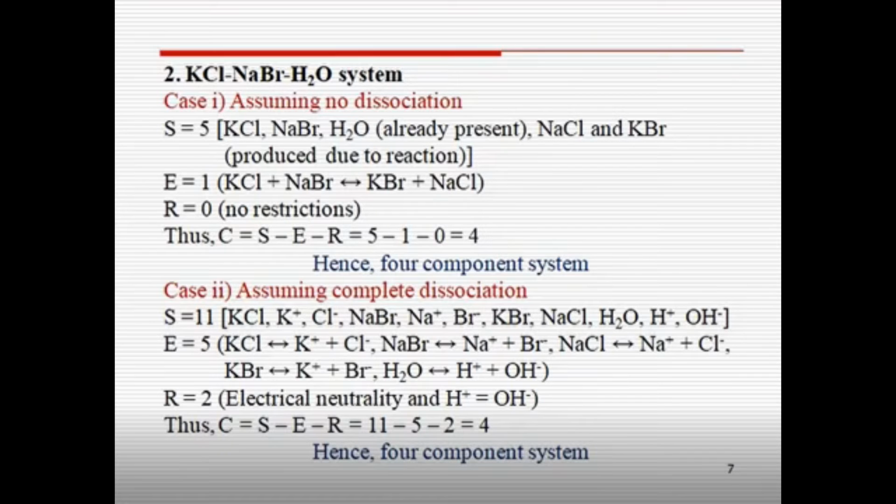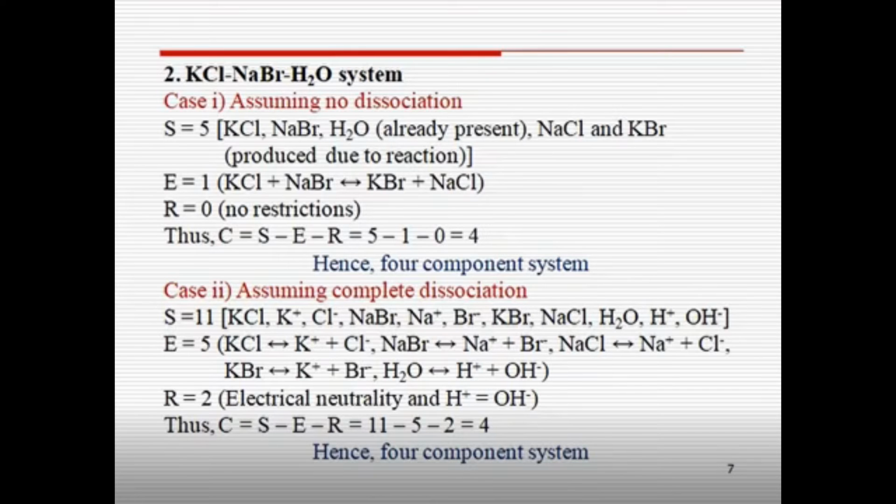In the second case, if we assume complete dissociation of salt and water, we have in this case S equal to 11. First, KCl undergoes dissociation to give K plus and Cl negative ions. Similarly, NaBr gives Na positive, Br negative ions. Water H2O gives H positive and OH negative, and 2 more species KBr and NaCl.